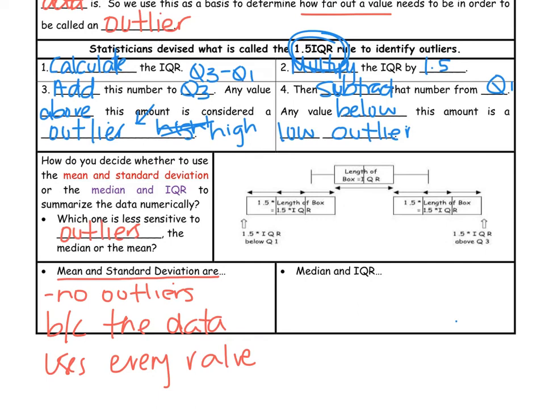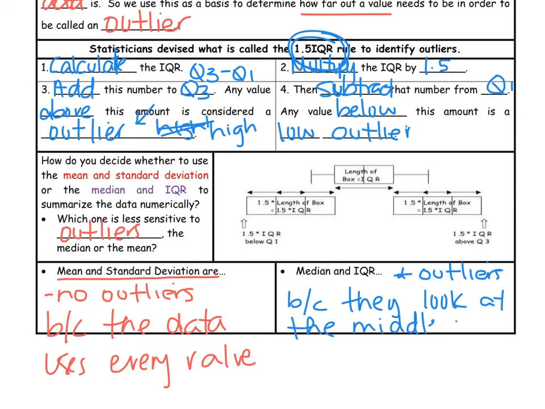So we use the median and IQR when there are outliers. And why do we use them on outliers? Because they only look at the middle of the data. The median and IQR look at the middle of the data, so they're not using every single point, and therefore they are less sensitive to outliers.